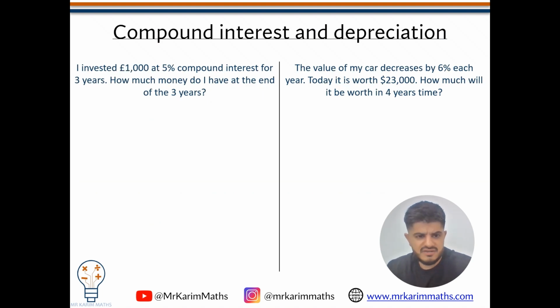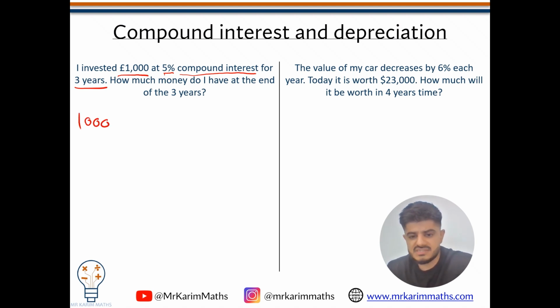So first one, I invest £1,000 at 5% compound interest for 3 years. How much money do I have at the end of 3 years? So a couple things to highlight here. It's an investment, so 9 times out of 10 it's going to be an increase, and it says here 5% compound interest. So underline those words, and it's for 3 years. So let's first work out how much it's going to be for 1 year. So £1,000.